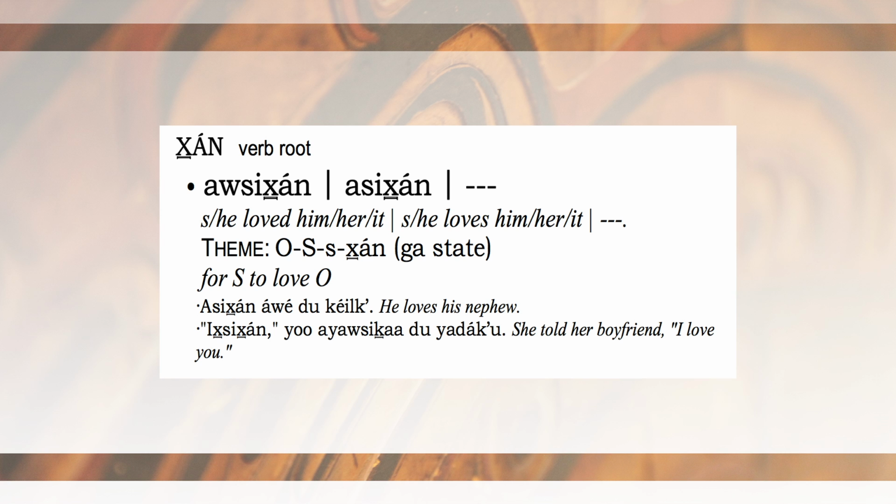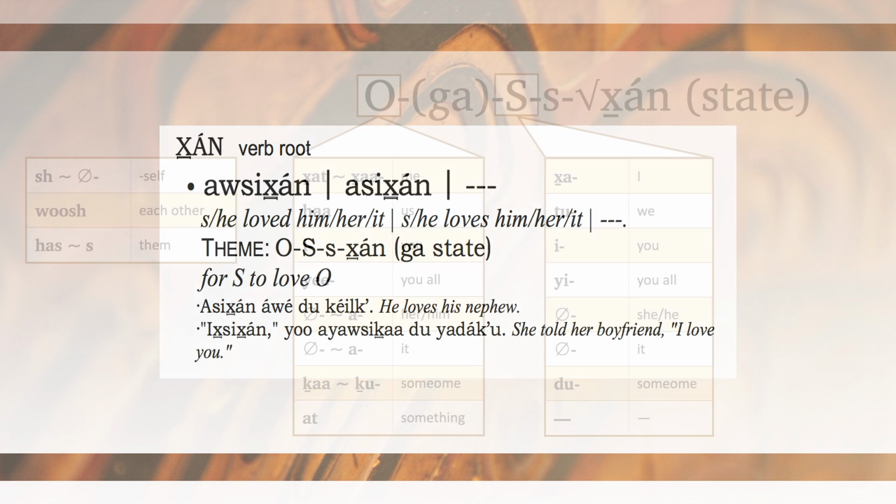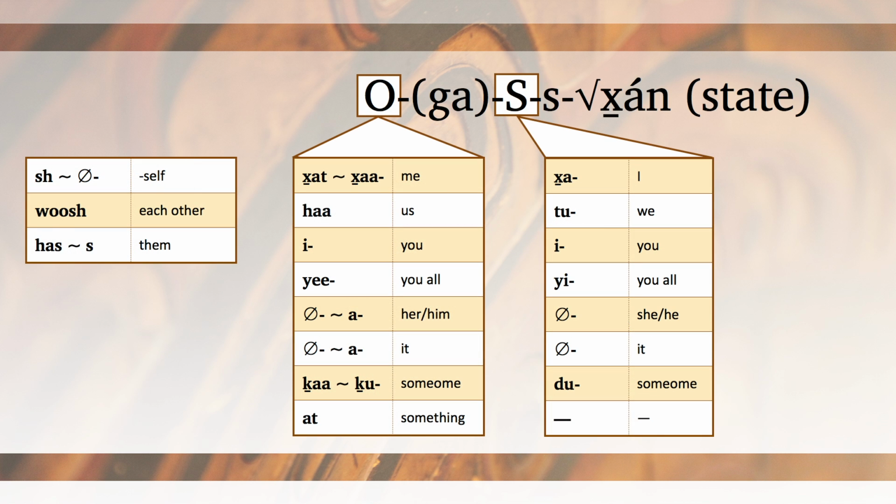The verb root is chan. The imperfective form is asechan. She or he loves him, her, or it. If we expand our list of pronouns, this is what we have: a list of object pronouns, a list of subject pronouns, and a few preverb items that can alter those pronouns.